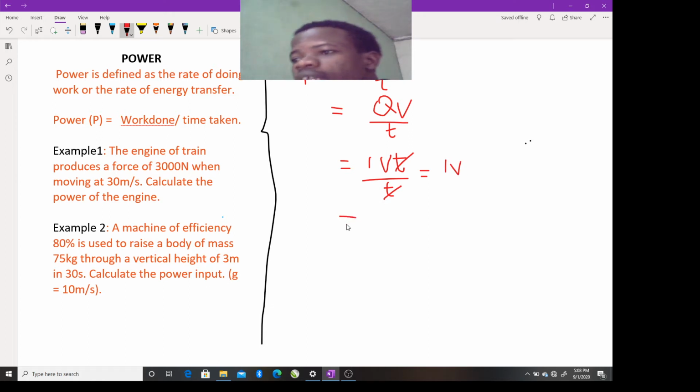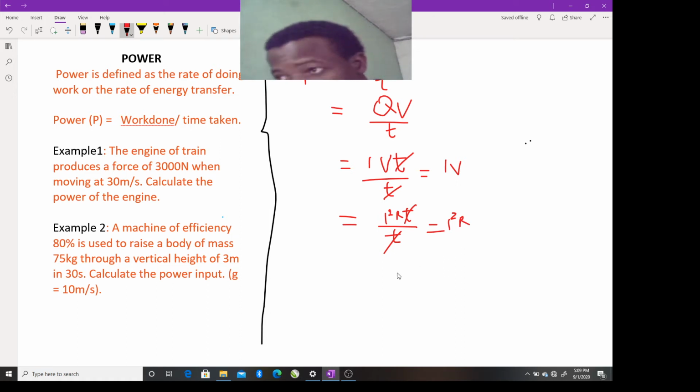Are you getting that? It can also be equal to another thing. You can have it to be equal to I squared RT divided by time, because this I squared RT is your energy flowing in a conductor, a metallic or an electric component. The same thing with IVT, but because it's energy, it has to be divided by time. So this can cut this again. We have it to be equal to I squared R. Are you getting that?